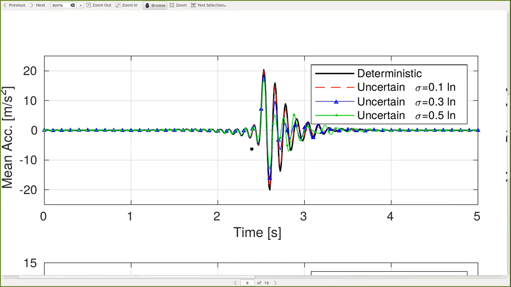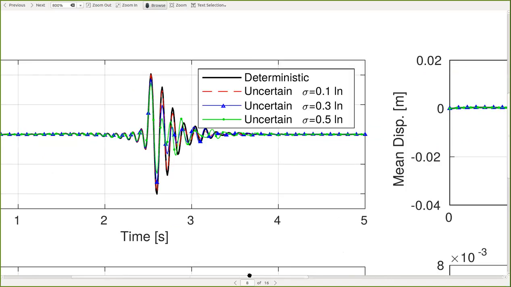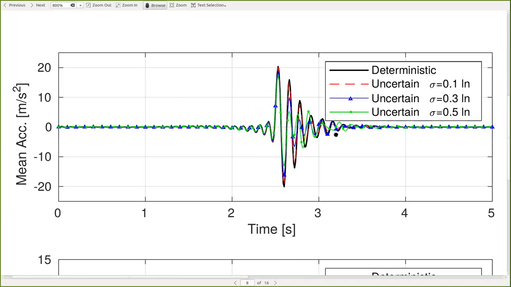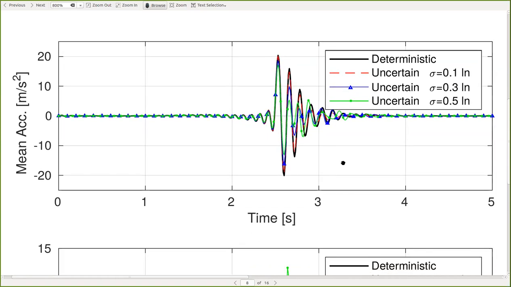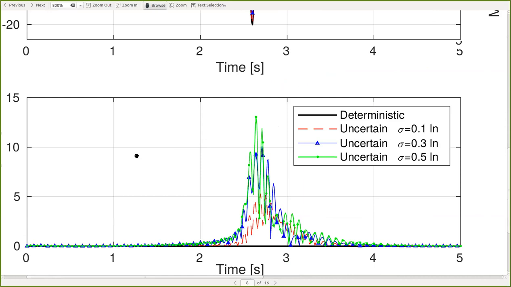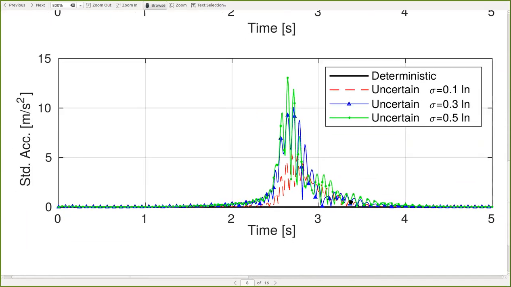So the green one actually undershoots significantly, and the reason is that it's a very uncertain elastic material. Sometimes it also overshoots, but it depends on where you look. It's quite a bit off. The significant uncertainty in the output response depends on how much uncertainty there is in the input.